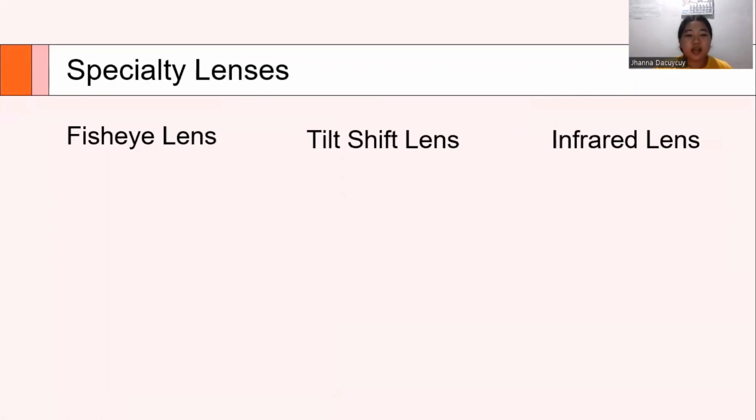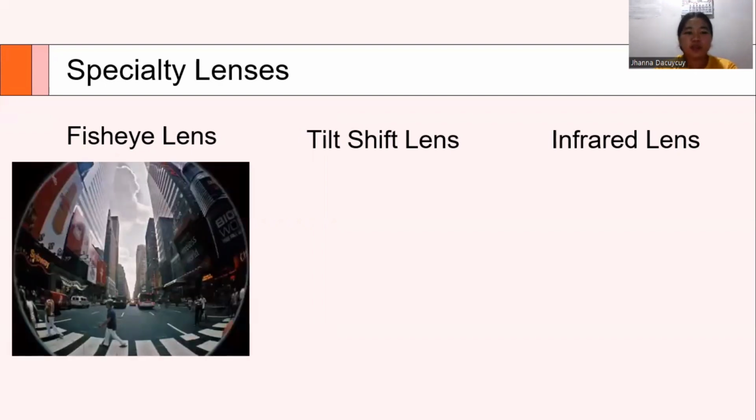Next are the specialty lenses, which are created for special reasons. There are three. First is the fisheye lens. It is an ultra-wide lens that can take in the entire 180-degree radius around it. It produces images that appear distorted and gives a bubble appearance to an image. This is an example of the fisheye lens.